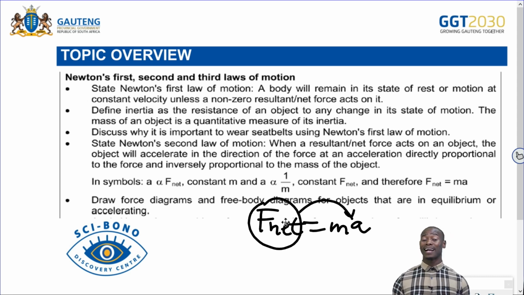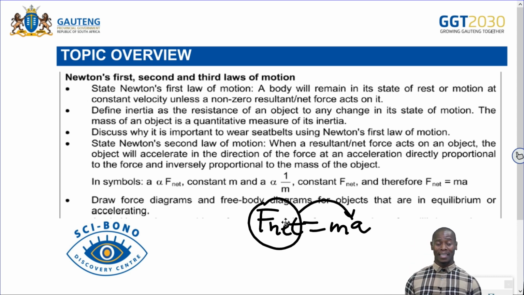But when an object accelerates, so if there's a change in what now? In velocity, then it means that the object is accelerating. So if the object is accelerating, it means that it is going to be application of what? Of Newton's second law. So it's very, very important. When you read a statement, okay, you must be able to tell which law this is, right? So that is also very, very important, learners.